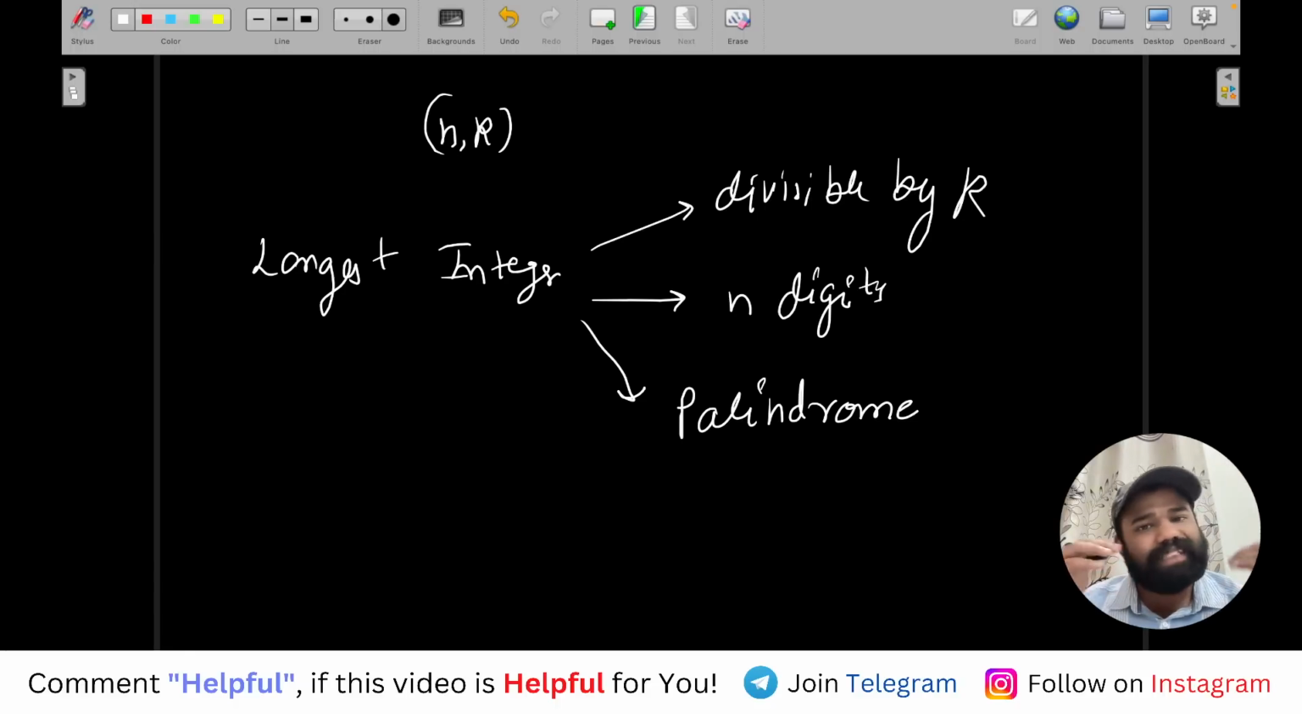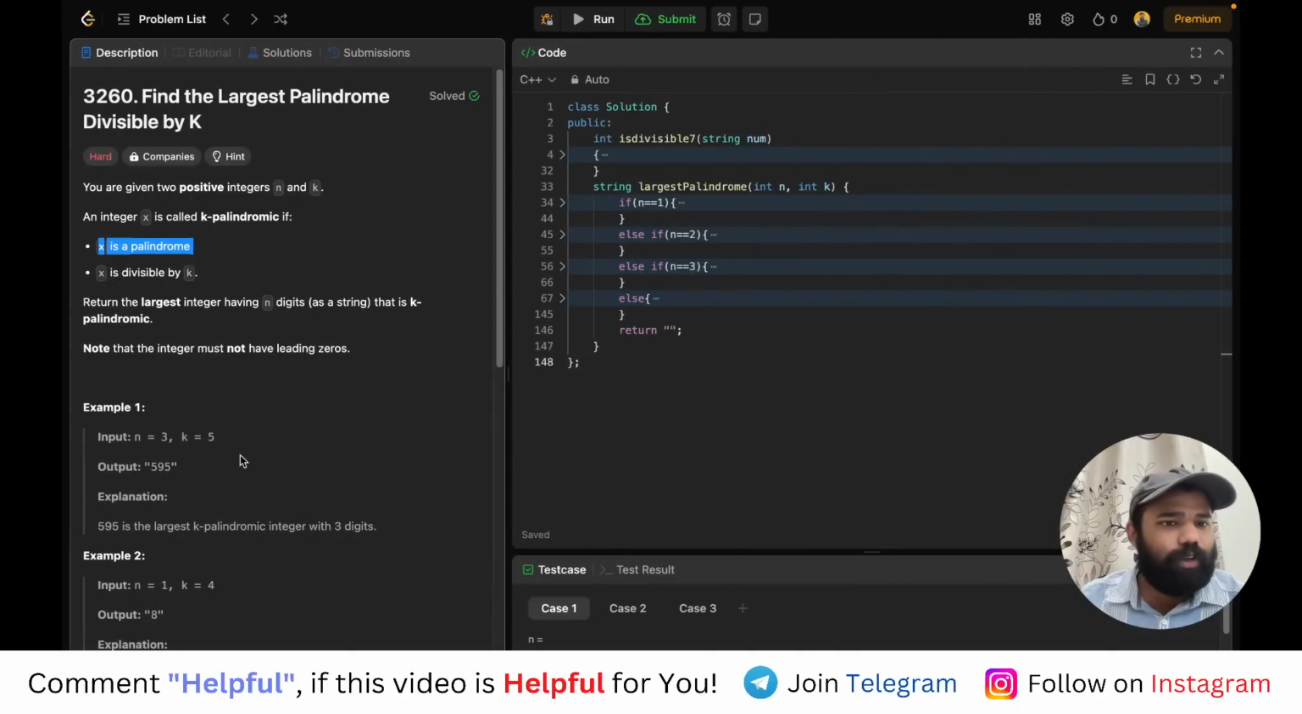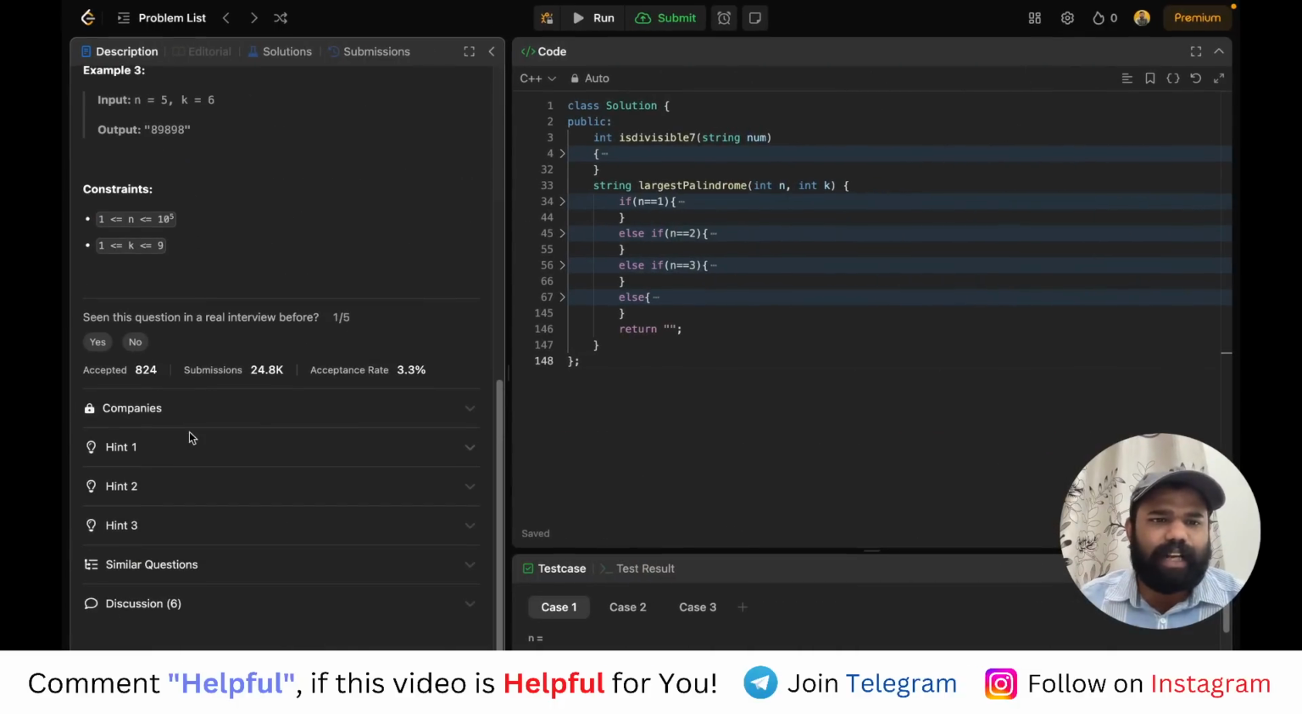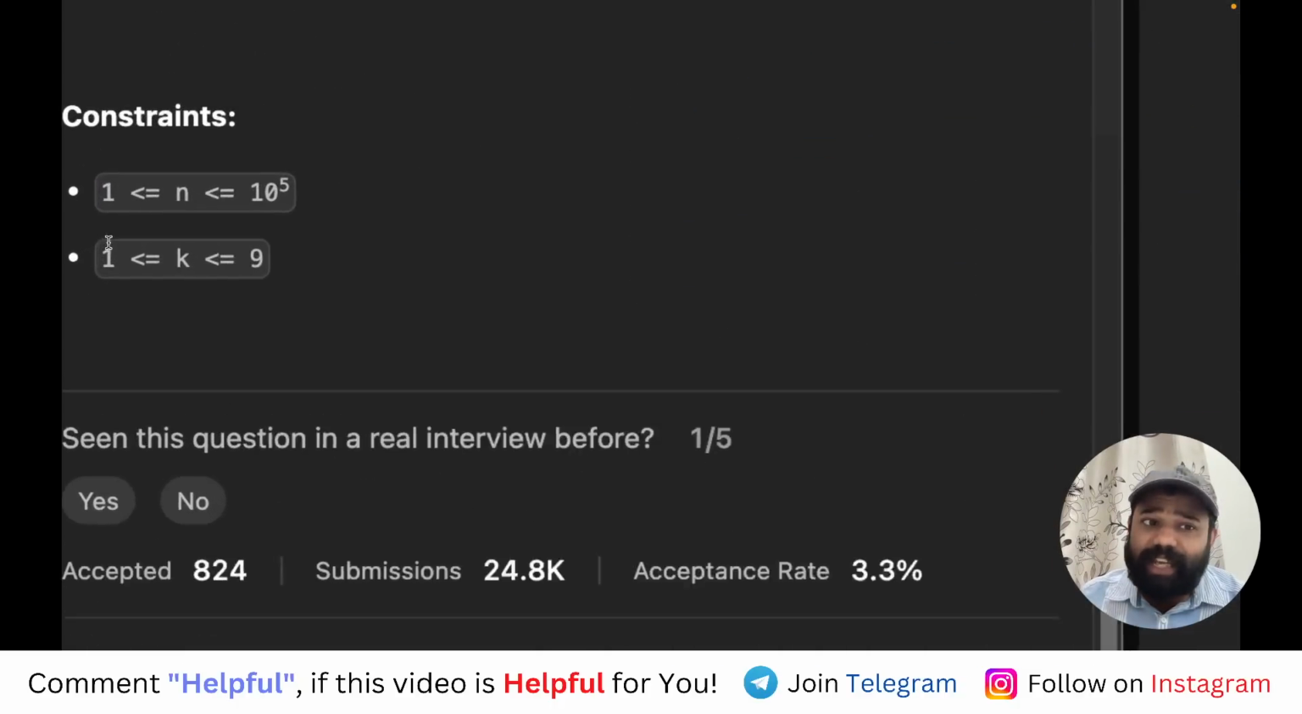So we have to apply some observation, we have to apply some logic to solve this problem, and that is what I did. Let me tell you how we can solve this particular problem. Now you will see here that n is very large, that is understandable, but k is very low.